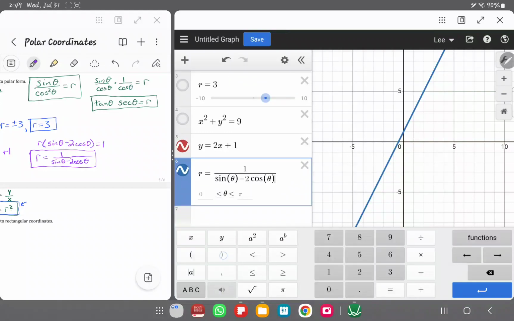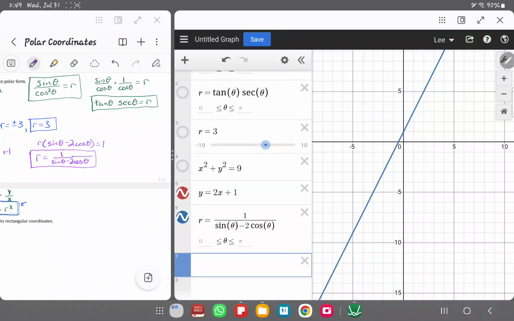And now you'll notice, again, it's picking my domain for me. We'll go through that a little bit later, but you can see those do line up. So we are going to get that red line and that blue line overlapping each other. One is in rectangular, one is in polar.